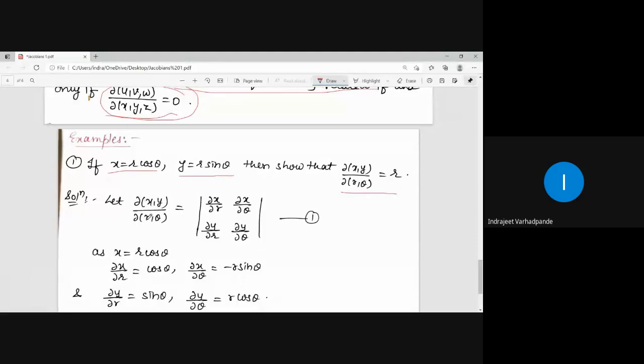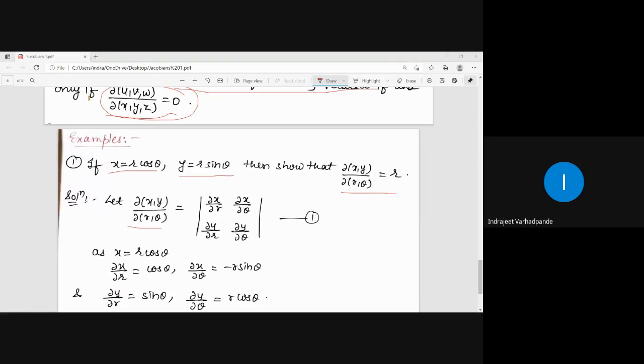Now, let us take del of x, y upon del of r, theta. How will this Jacobian be calculated? What I told you: whichever variables we differentiate with respect to, take the dependent variables in one row. What are the dependent variables here? x and y. And the independent variables are r and theta.